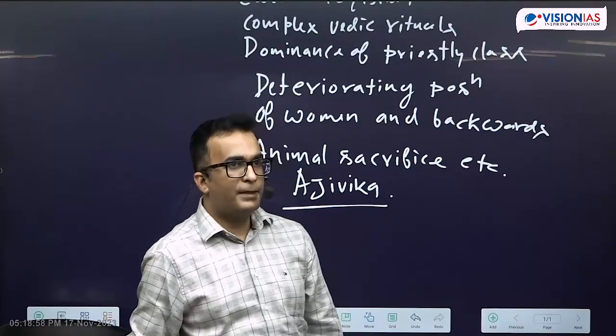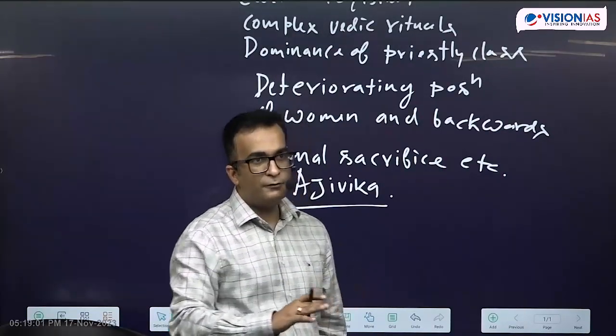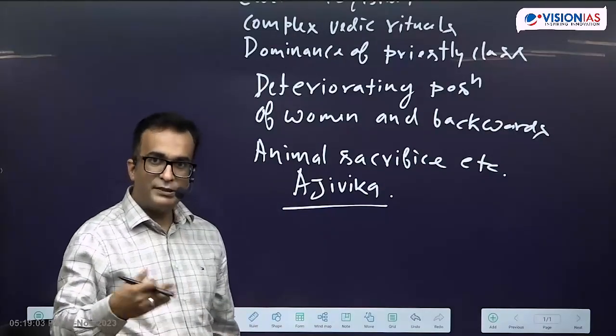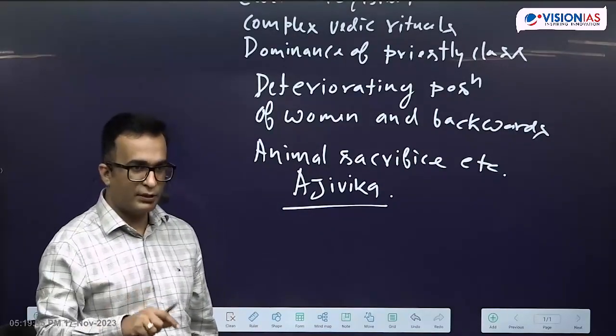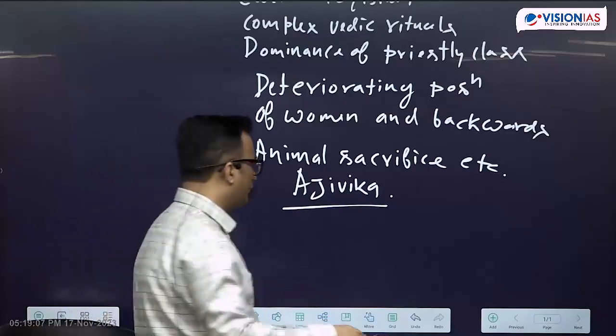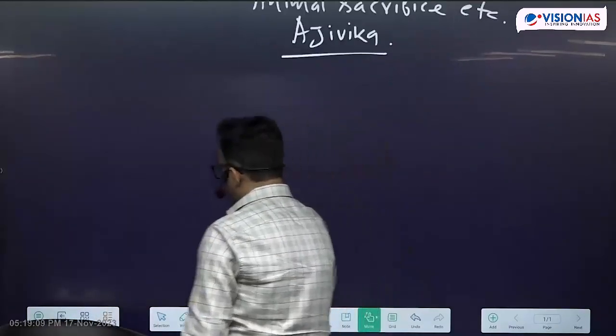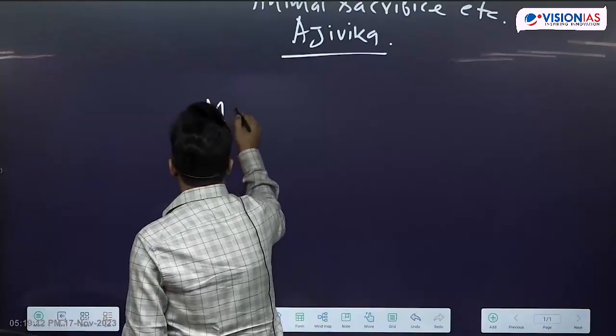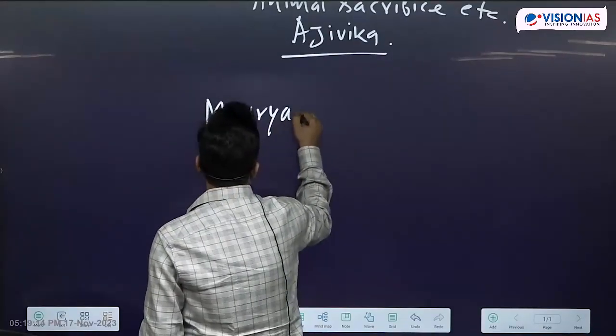So this is the introductory part of this particular section. Now we will start with the Mauryan caves, then Mauryan pillars, and so on and so forth. So very first you write Mauryan caves.